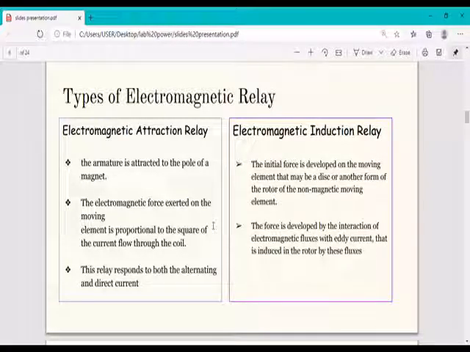Let's move on to the electromagnetic induction relay. The initial force is developed on the moving element, which can be a disc or another form of rotor of non-magnetic material. The force is developed by the interaction of electromagnetic fluxes and eddy currents that are induced in the rotor by the disc fluxes.